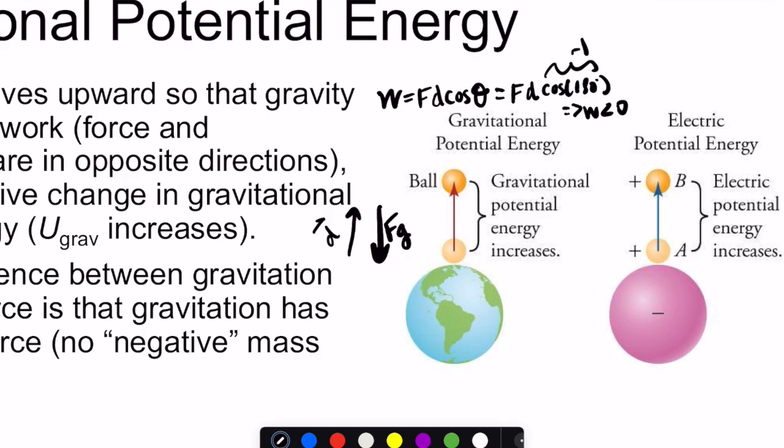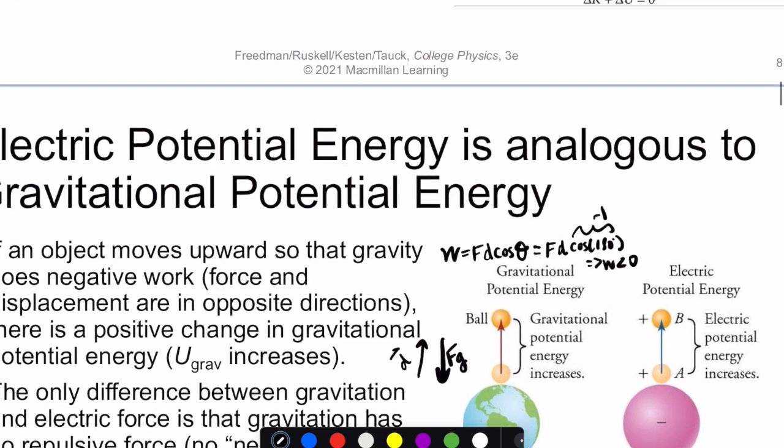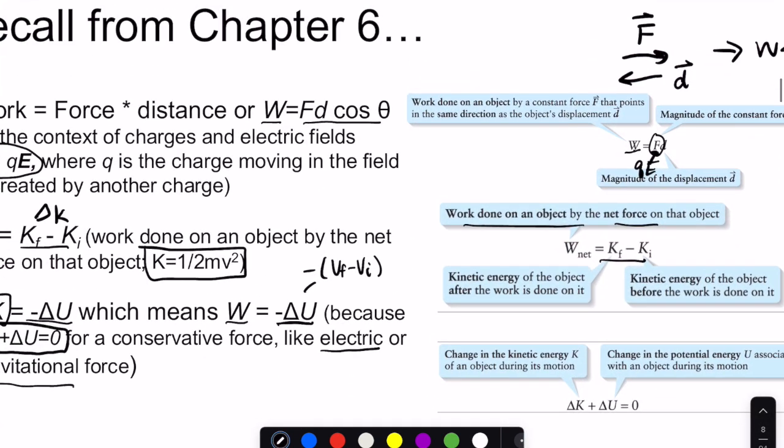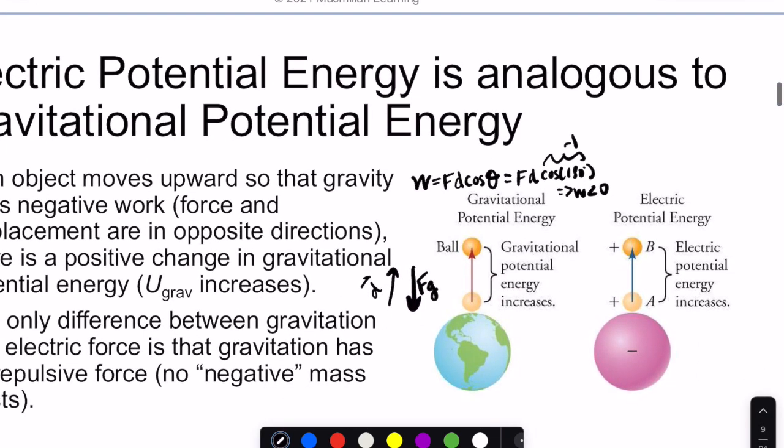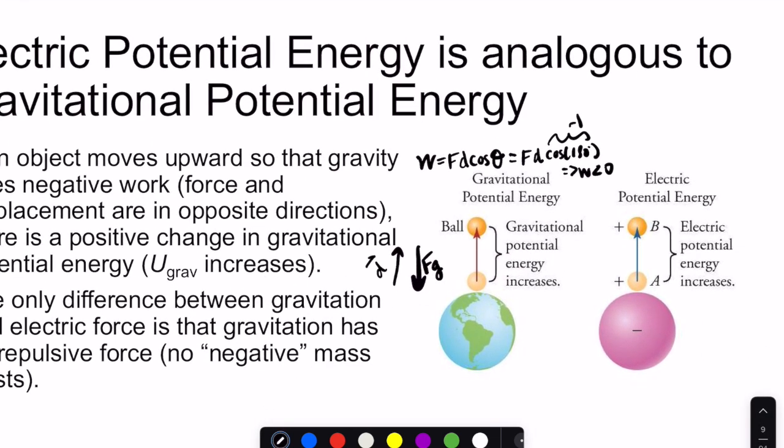I realized I just threw cosine and theta on there. If you go back to chapter 6, you'll see that this comes out to be FD cosine theta. This particular equation is just showing you when it's only the same direction, but for any arbitrary direction, it's FD cosine theta. So we have a work less than 0.